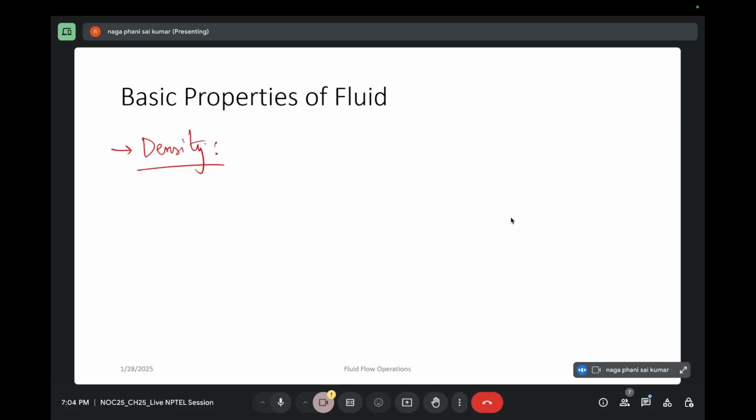I hope everyone knows about density. Density is nothing but mass per unit volume. Mass per unit volume of a material. This is called density. And SI units are kg per meter cube. Okay. So density of a material, how does it vary with temperature and pressure?